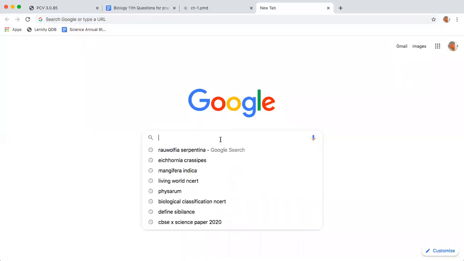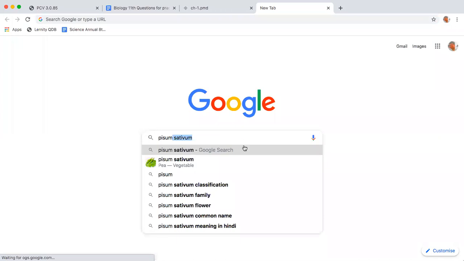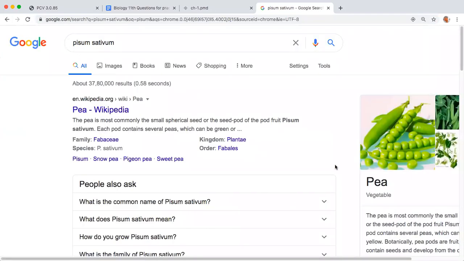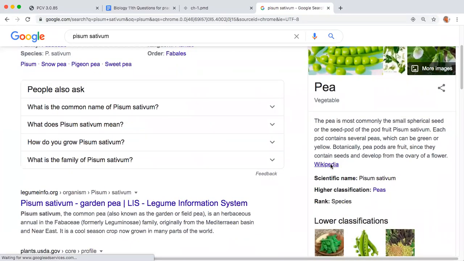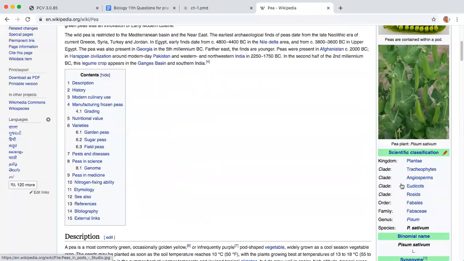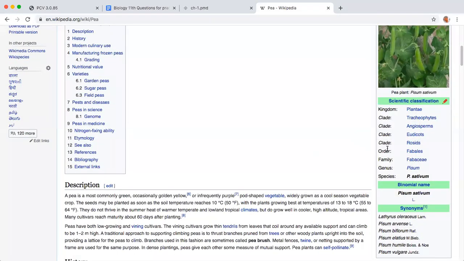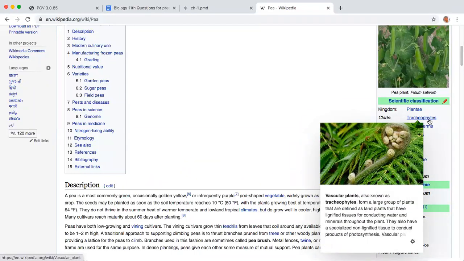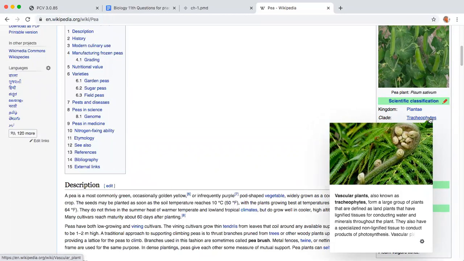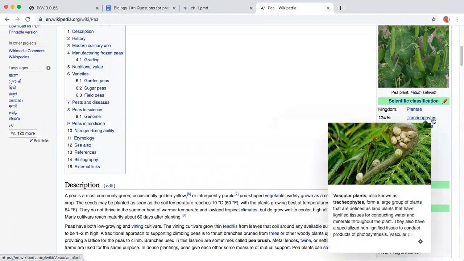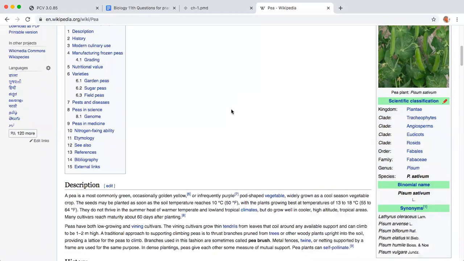Let us take the pea plant, Pisum sativum. If you see Wikipedia, you will get a whole lot of things. Here it belongs to tracheophytes, under Plantae. Similarly here you have ales. Fabales is the order. Fabaceae is the family.